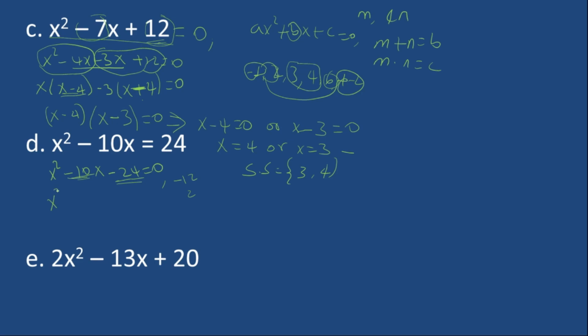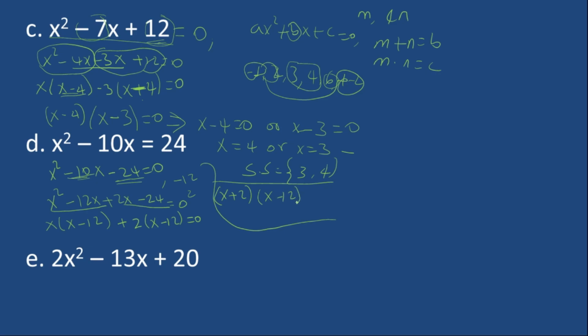So from this, x squared minus 12x plus 2x minus 24 is equal to 0. Again, factorize by grouping in this way. x into x minus 12, plus the common factor for 2x minus 24, which is 2 into x minus 12, equal to 0. Let me bring it over here: x plus 2 times x minus 12 is equal to 0.